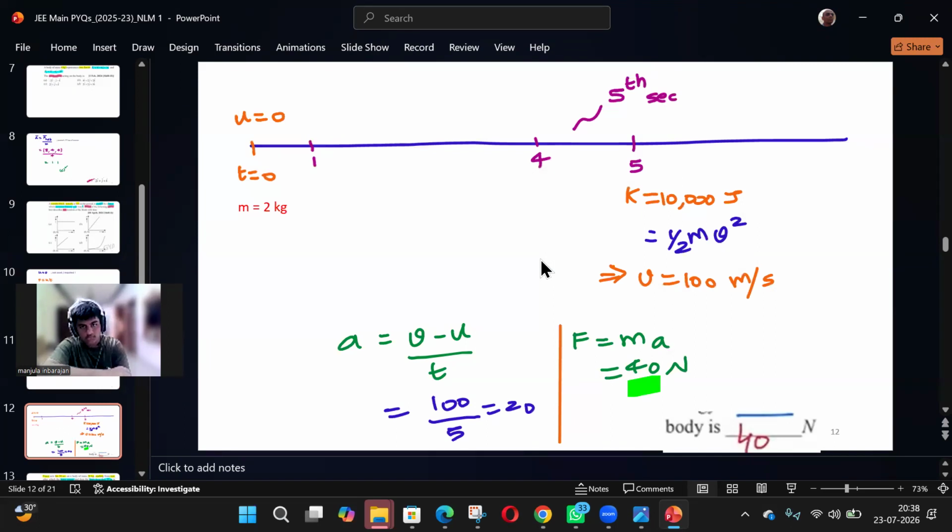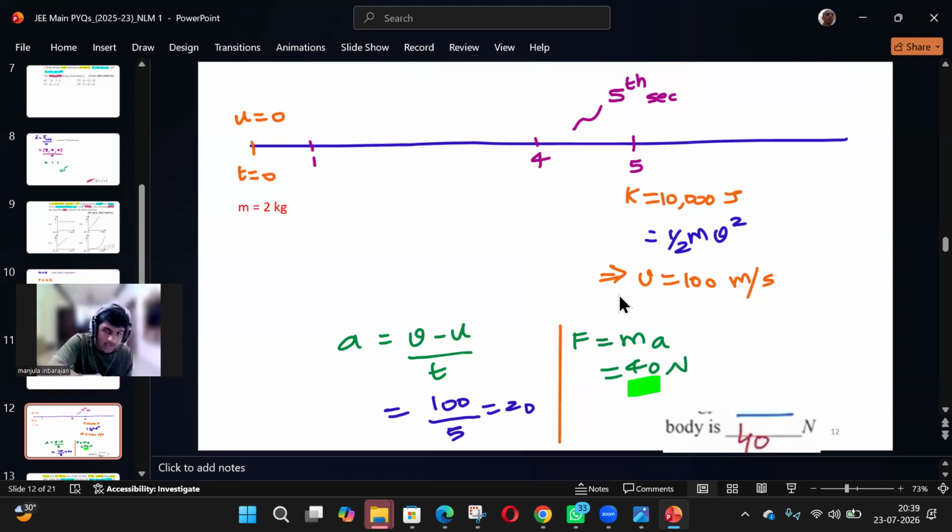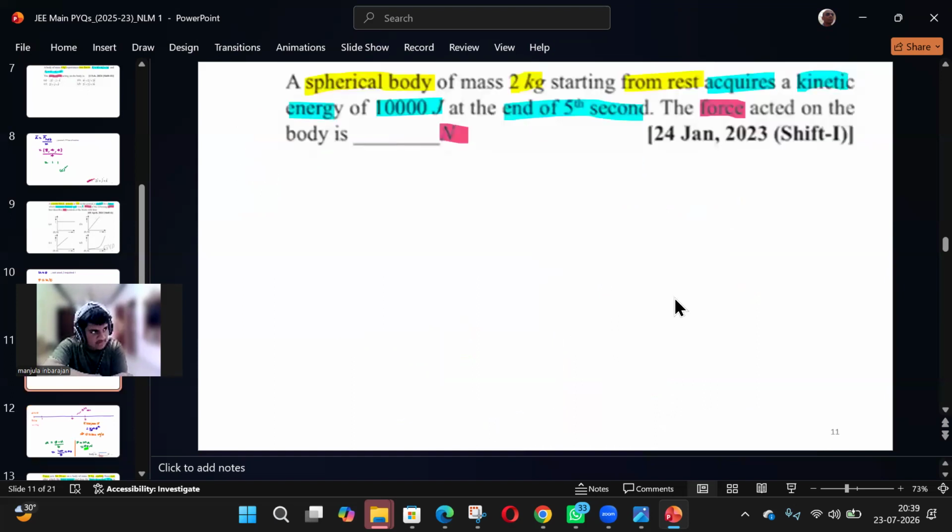I got 40. Wait a second. That's why I said don't skip the steps. No, I got velocity is 100 meters per second. Okay, I got it. Instead of 100, I took 10 as the final answer. I took velocity as 10 meters per second. Silly mistake.